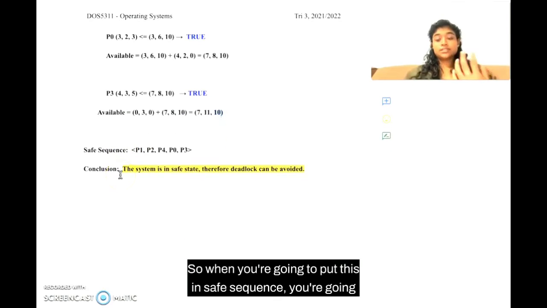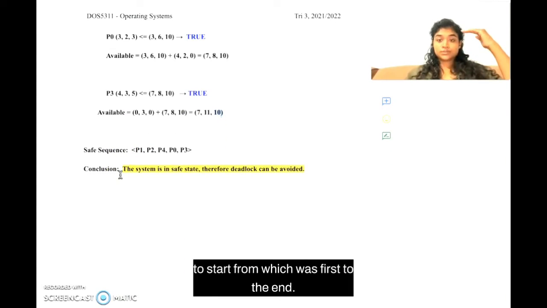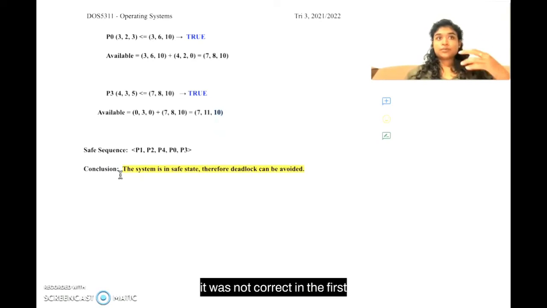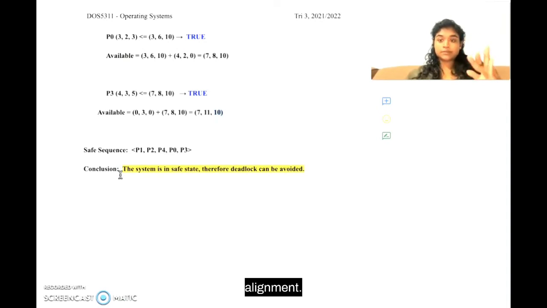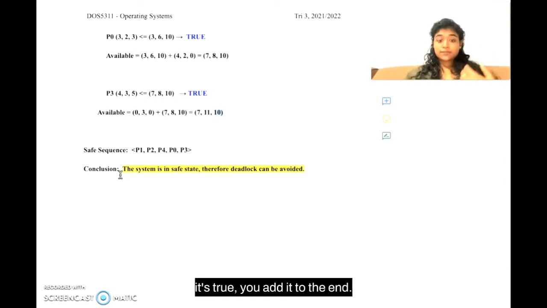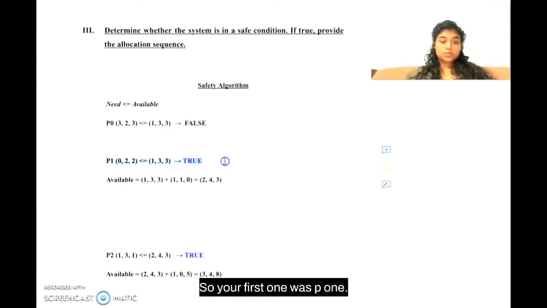So when you're going to put this in the safe sequence, you're going to start from which was first to the end. Even if process 0 is the first one, it was not true and it was not correct in the first alignment. So after you try and change its available and add in values, if it's true, you add it to the end. Okay, so your first one was P1.